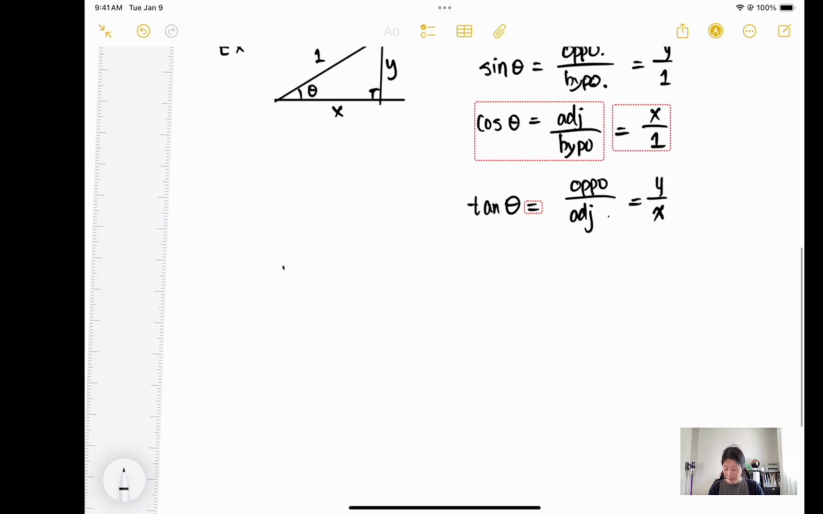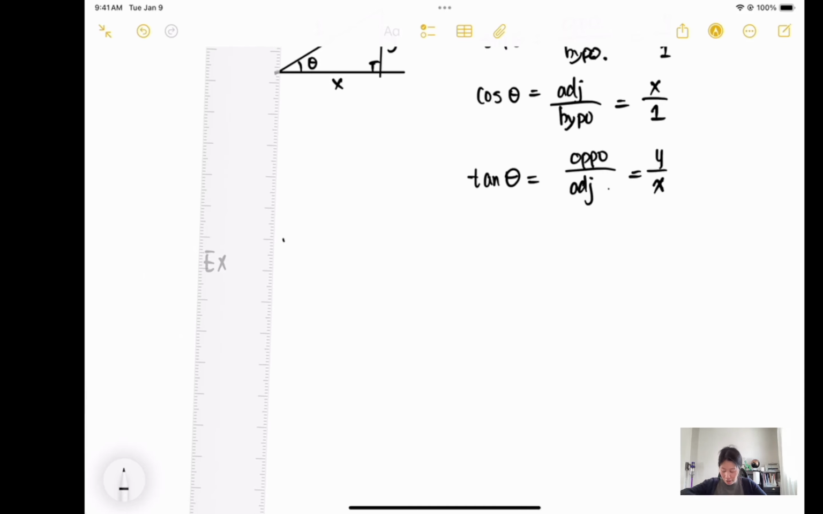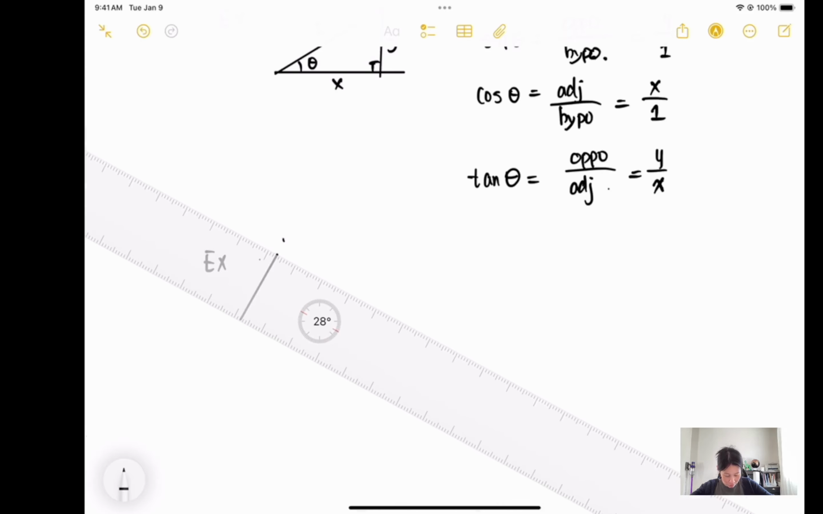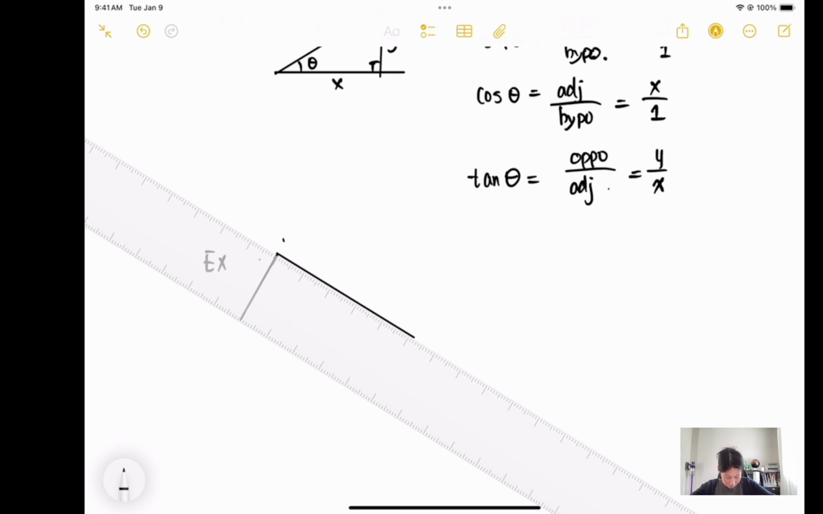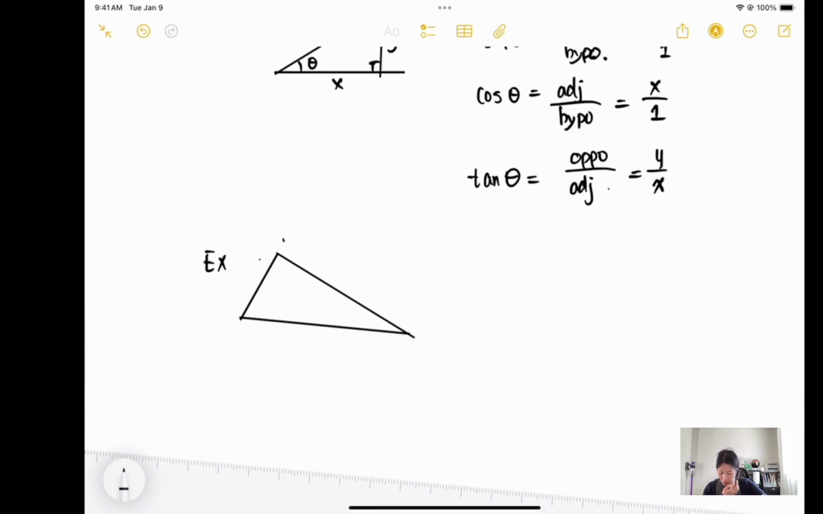Now, let's try another exercise. If you're given a right triangle that can be in a different position, like this one, and this is our alpha, with sides 17, 15, and A. Now, I want to find the cosine alpha, sine alpha, and the tangent alpha.